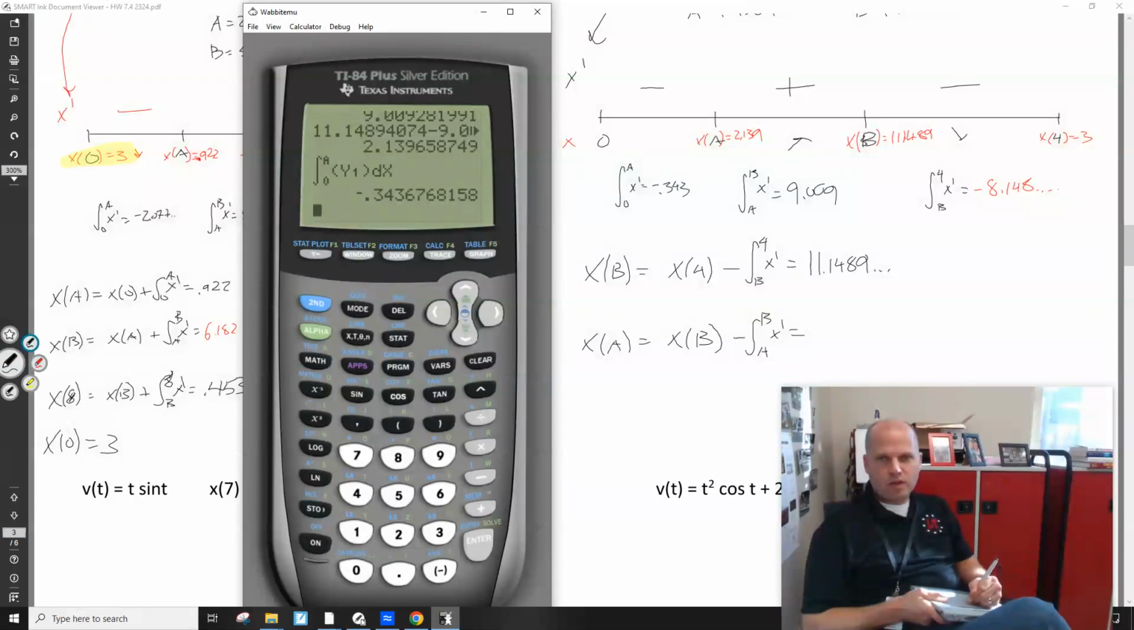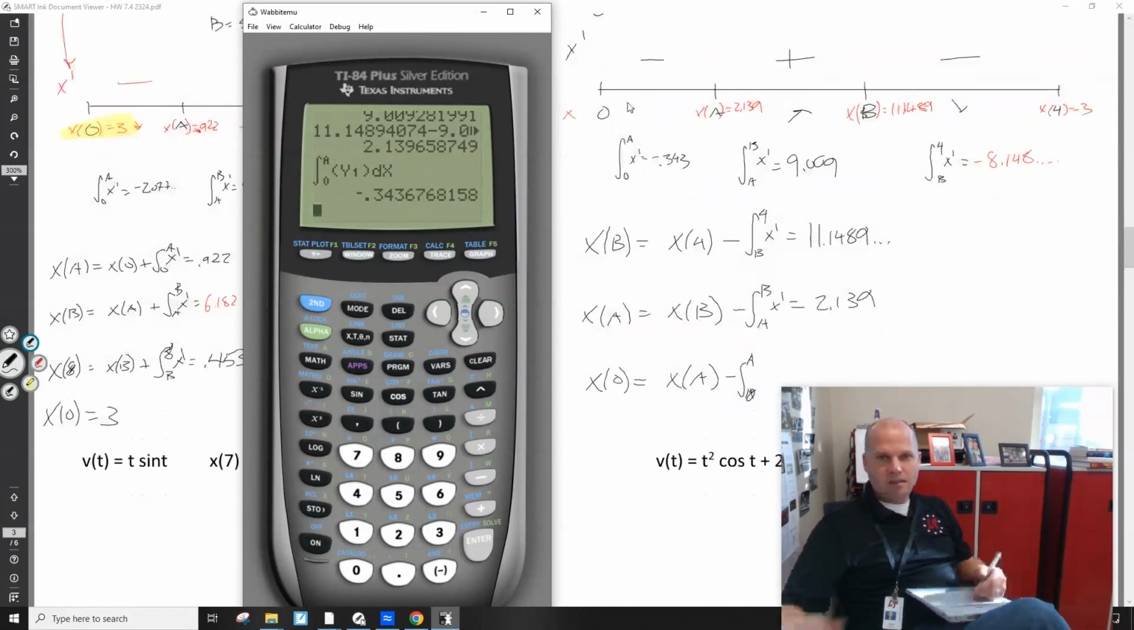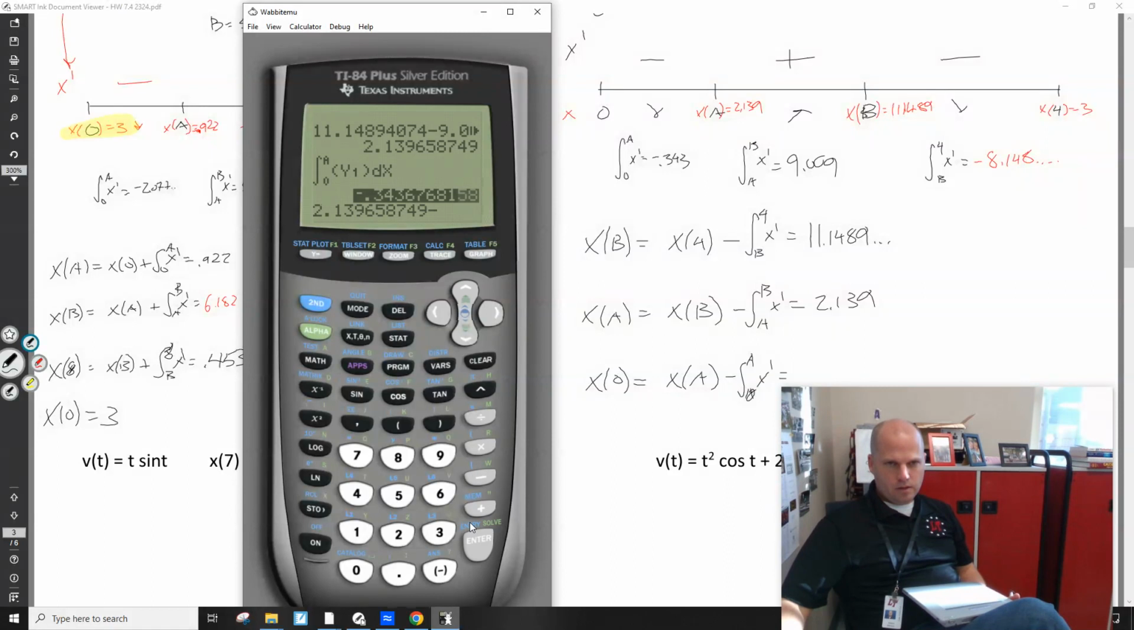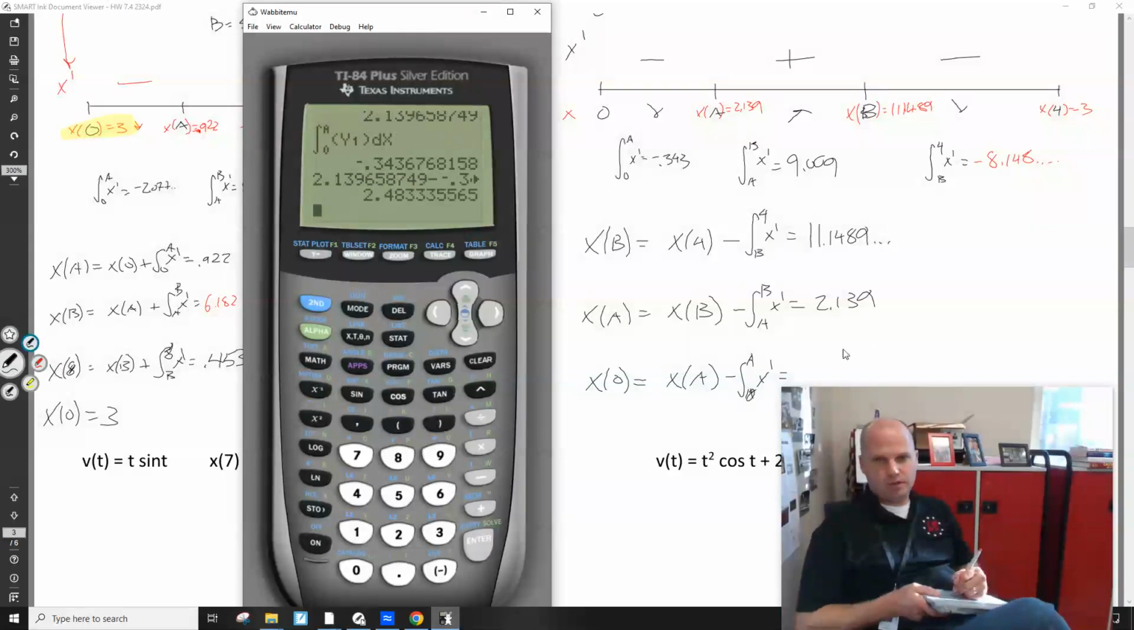Negative 0.343... If I want to find my position at time 0, I'm working backwards. I have my position at time A, and I subtract this number, the accumulation from 0 to A, which means I will add because my position decreases. We'll double check to make sure all the numbers line up. I have my position at A, I will subtract this number, and I get 2.483.